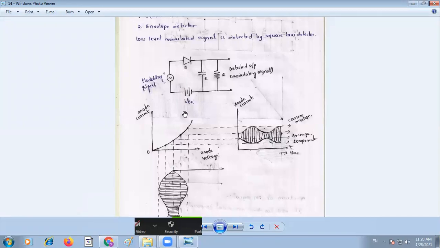So the diode has square law characteristics, that is non-linear characteristics. Here is anode voltage on the x-axis and anode current on the y-axis. That is simply the VI characteristics of the diode. Using the diode's non-linear VI characteristics, we extract the modulating signal, which should be the baseband signal. Now the input should be a modulated signal.